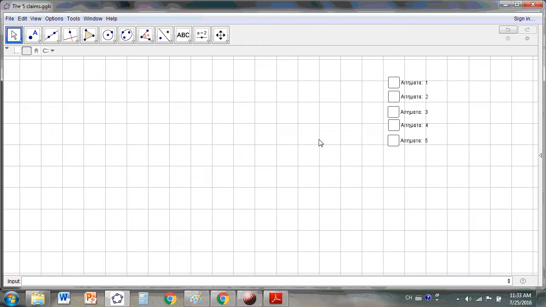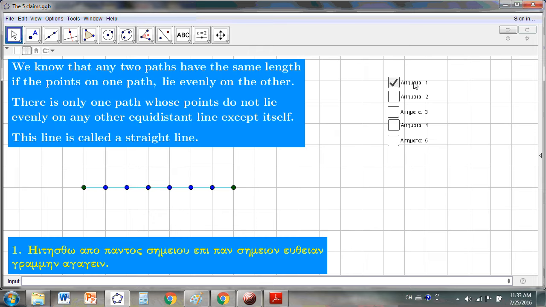So in the previous two videos on this topic of the 5 claims, I discussed claim 1 and claim 2. These claims are incorrectly called postulates or axioms by the infinitely stupid morons in mainstream academia. So let's just revise what claim 1 says. For those of you who don't know Greek, that word there says atimata, which means a claim or a requirement or something that needs to be in place.